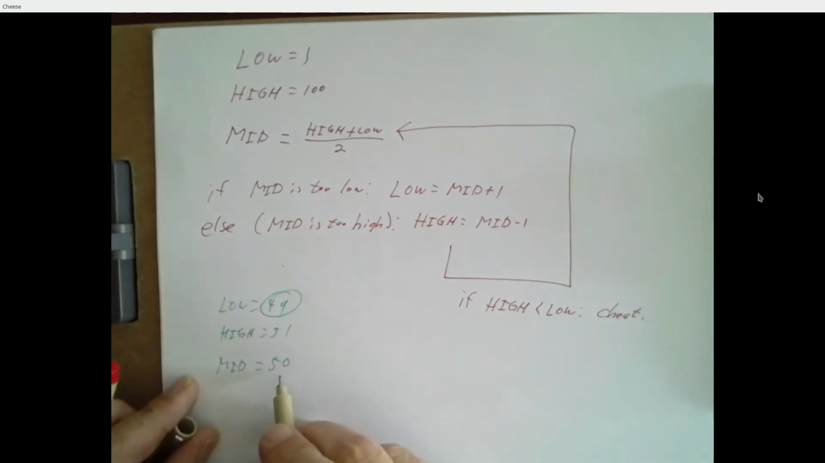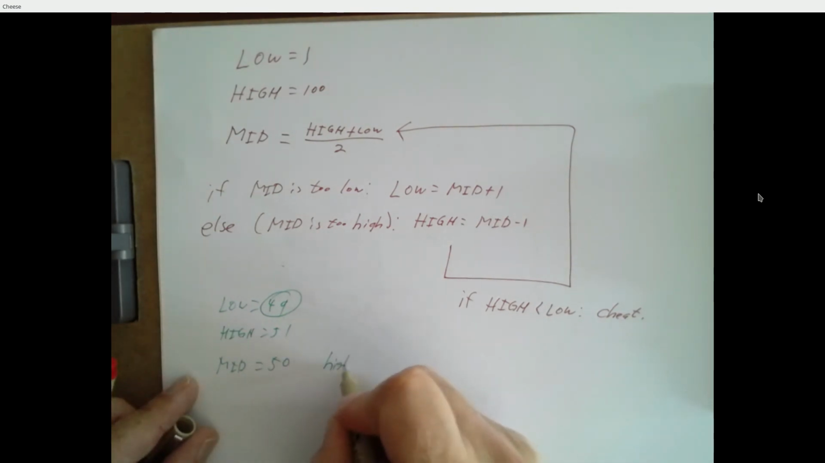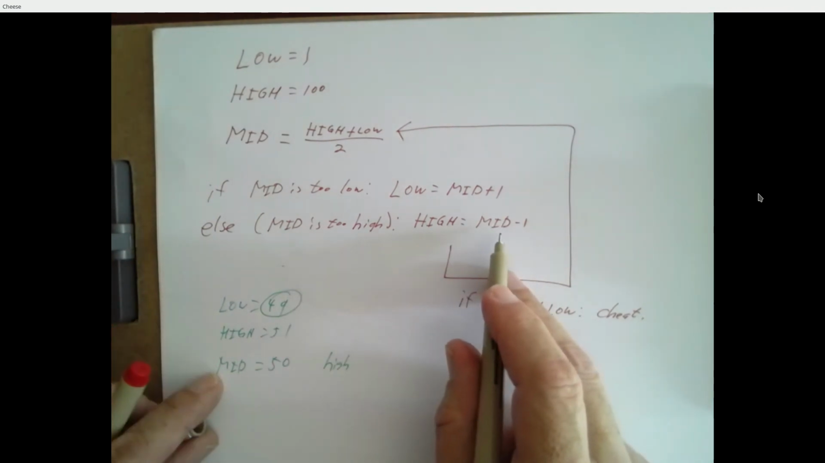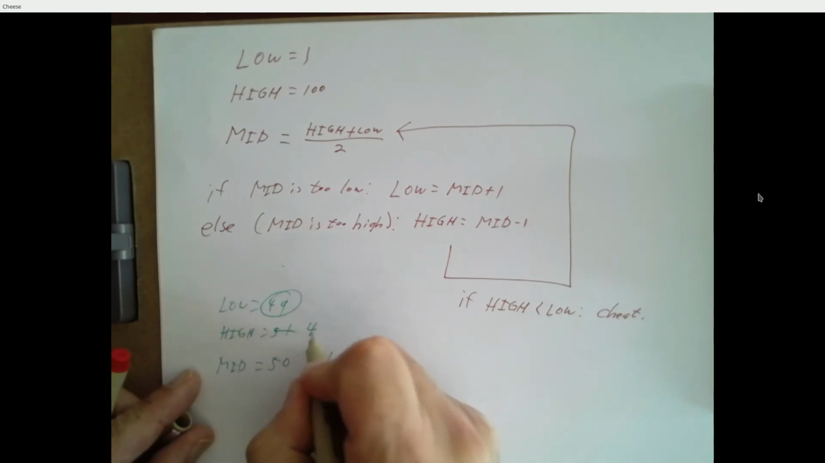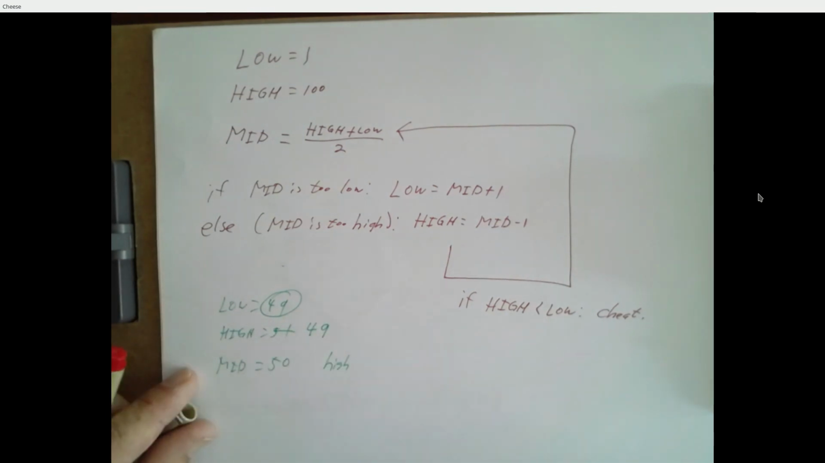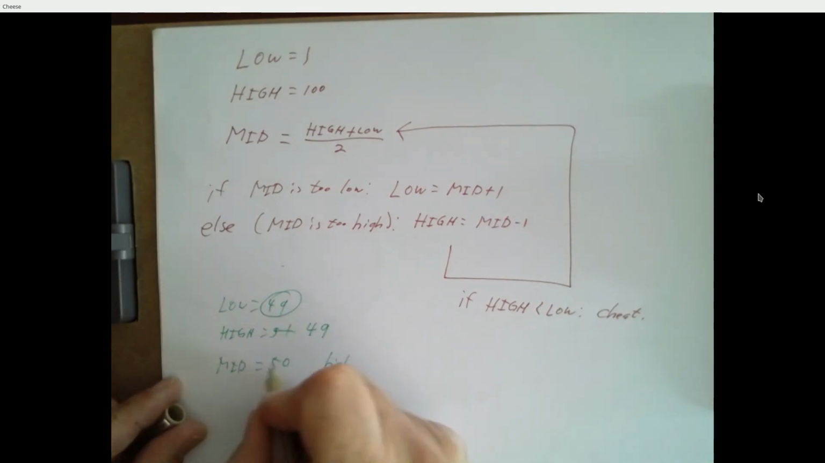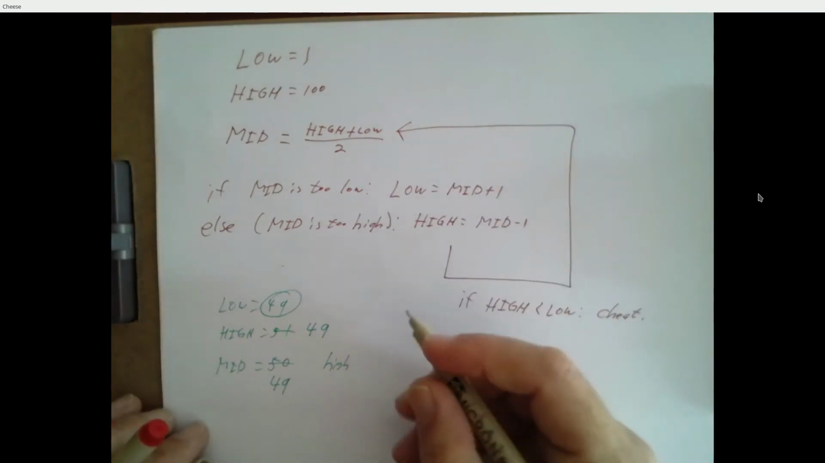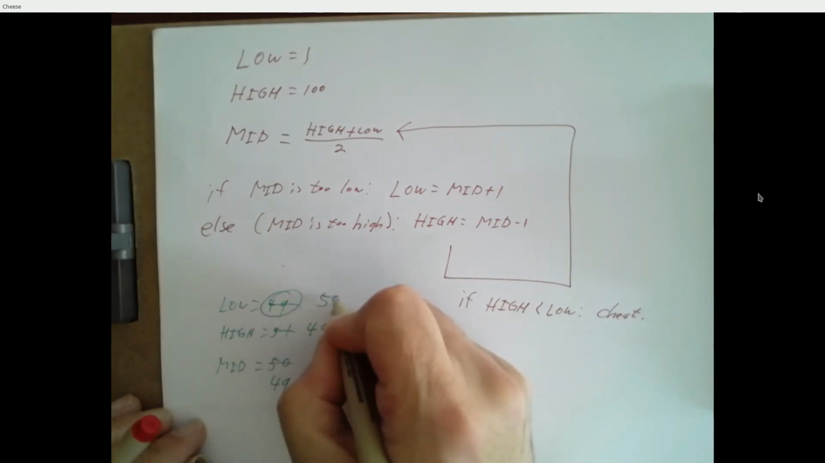Computer says, is your number 50? And we say that's too high. Well, if it's too high, we're going to change high to be the midpoint minus 1. So high is going to change to 49. The game is not over. Okay? We still have to find the midpoint between low and high, and that's going to be 49. And we're going to say, is your number 49? And if the player's honest, they'll say yes. Okay? But if they say no, if they say 49 is too low, right, then what are we going to do? We're going to change low to mid plus 1, which is 50.